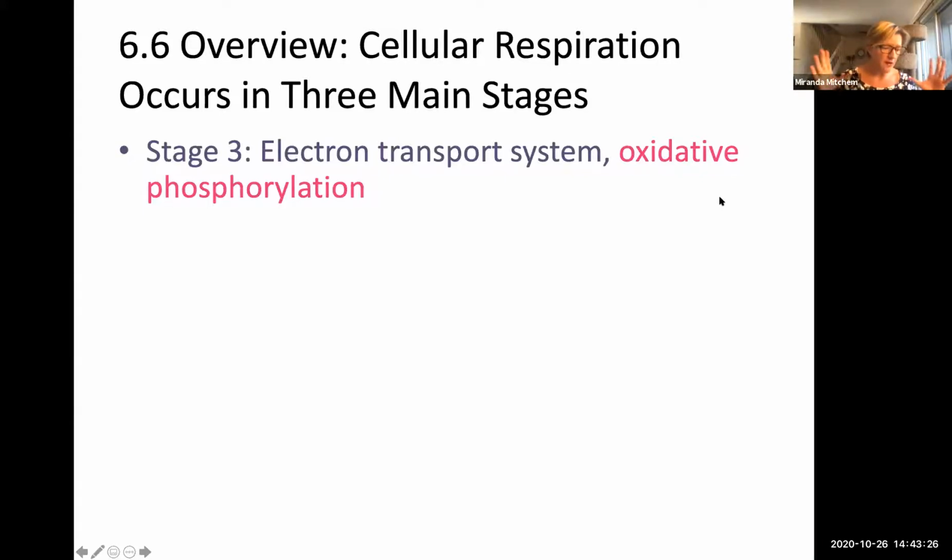So even though oxygen is present in the environment during stage 2, it is not used in the chemical reactions of the citric acid cycle. It's just present in the environment. That does make it aerobic, but it's not aerobic because it's using oxygen. It is aerobic because oxygen is present in the environment. Stage 3 is where the oxygen is used. And you'll see exactly what it's used for. It's used to make water.